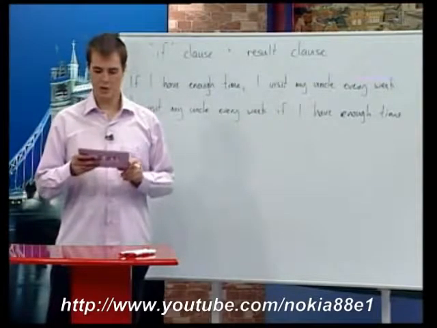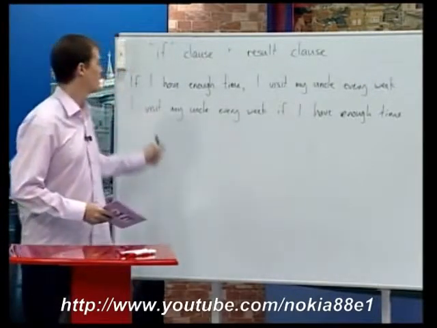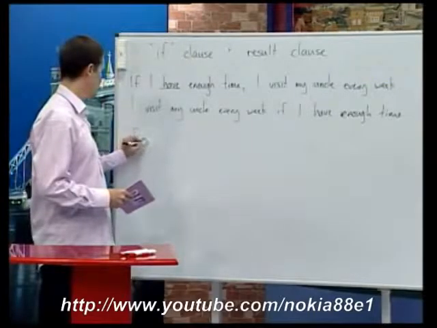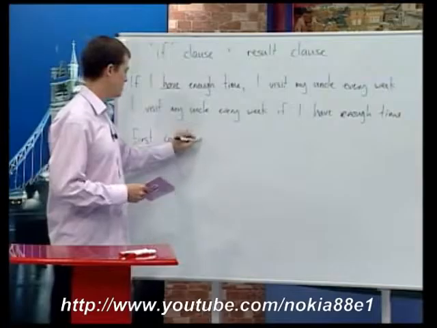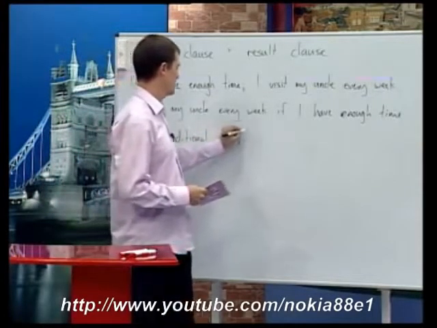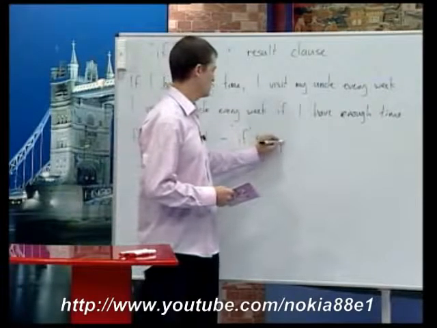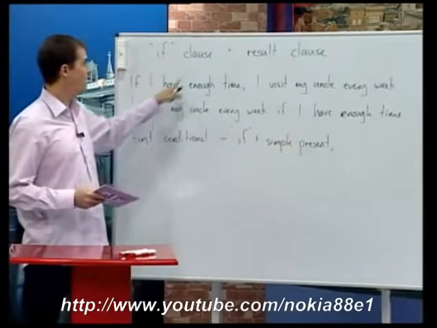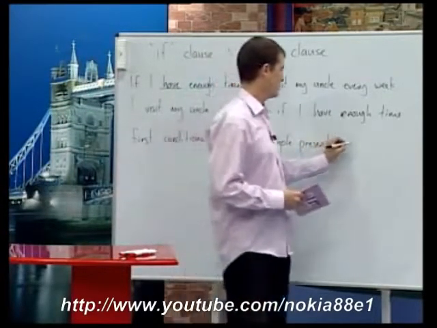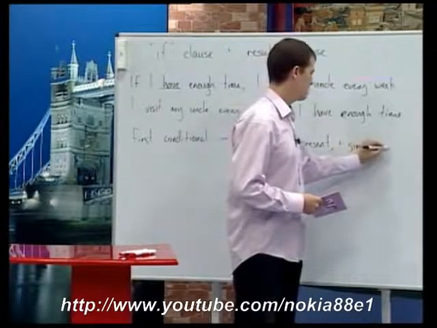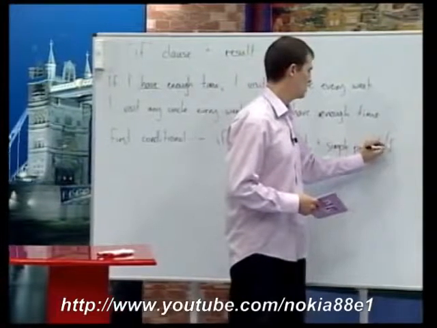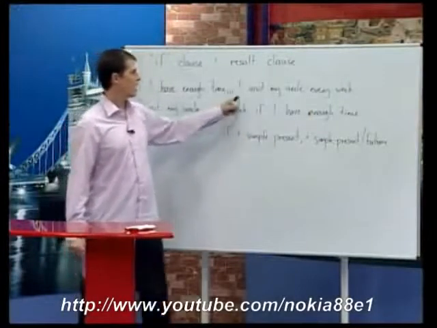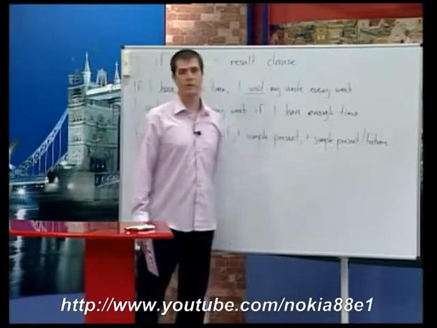Okay, this is called the first conditional. In the first conditional, notice the verb in the if clause is in the present simple. So let's put this here. First conditional is if plus simple present, if I have enough time, and then in the result clause, plus simple present or simple future. Okay? If I have enough time, simple present, I visit my uncle every week, simple present.